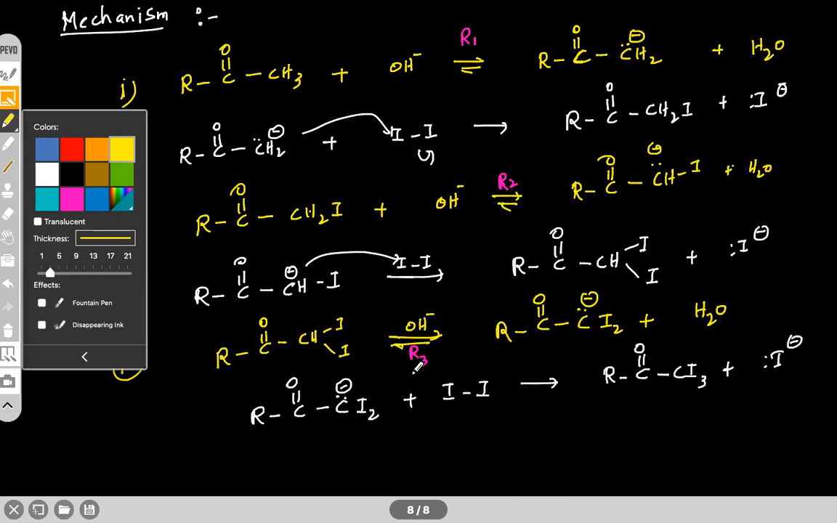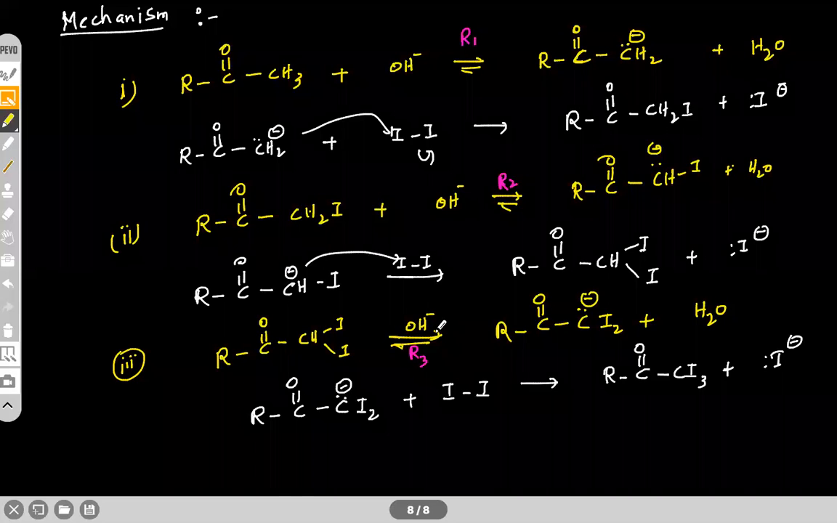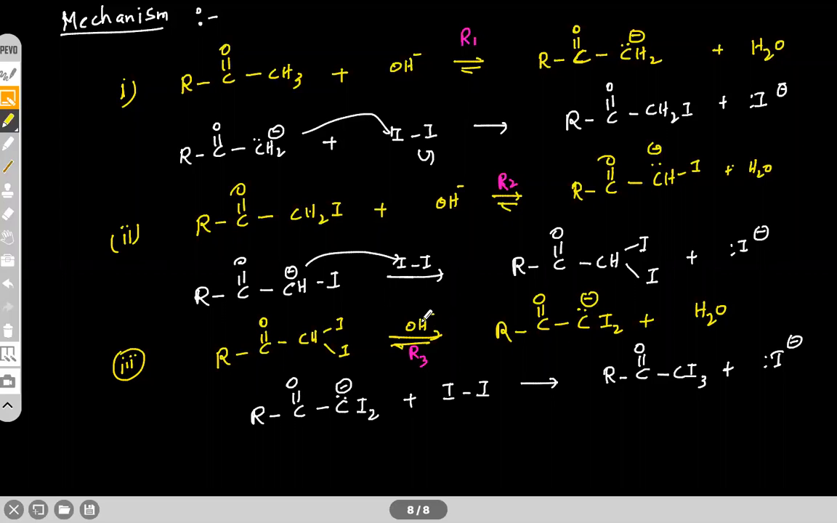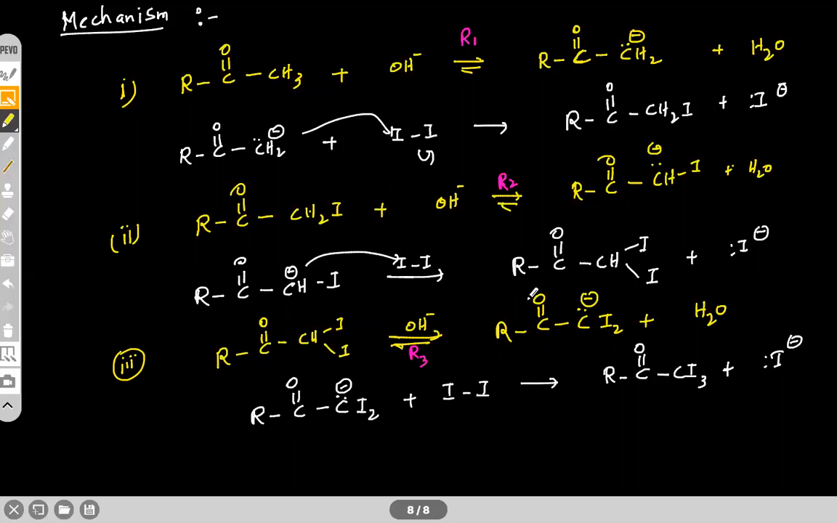Is the third one the fastest? And why is that so? The conjugate base will be stable because of the minus I effect. You can say that. The other thing is that because of the iodine present here, the hydrogen becomes more acidic, due to the minus I effect of iodine. It is easier for the base to remove this H plus, so it extracts this H plus easily and the reaction goes at a faster rate.